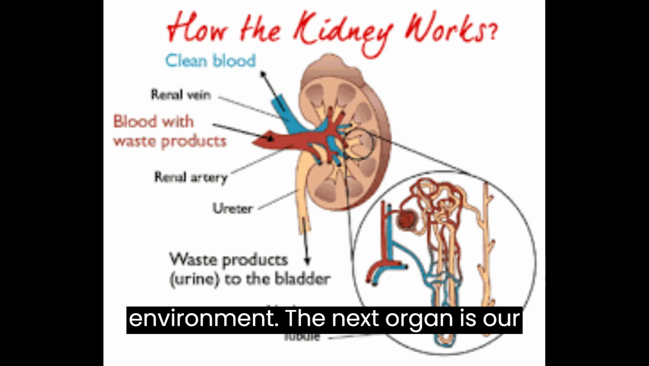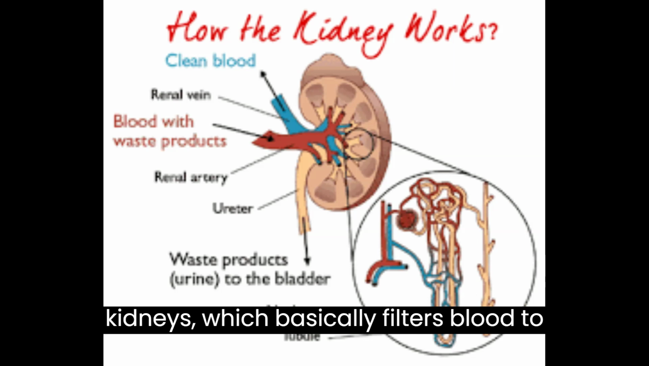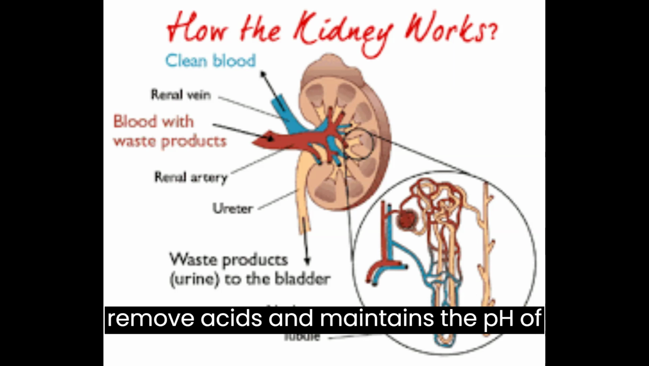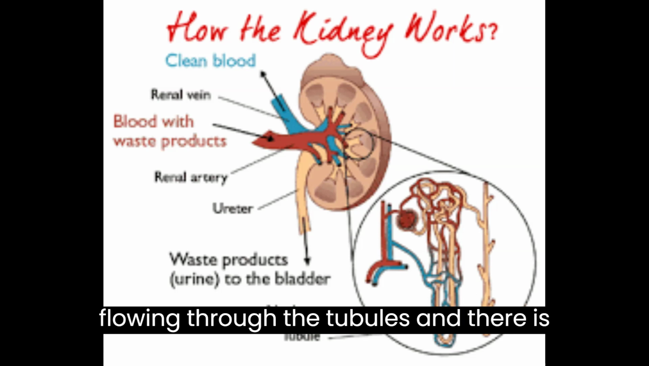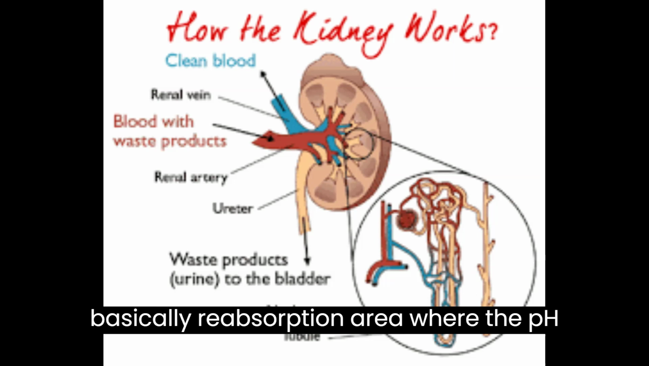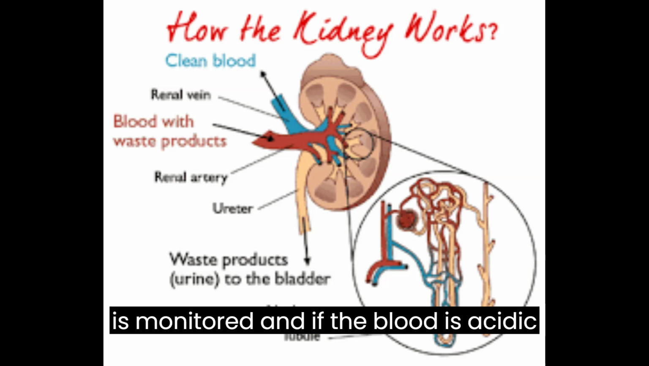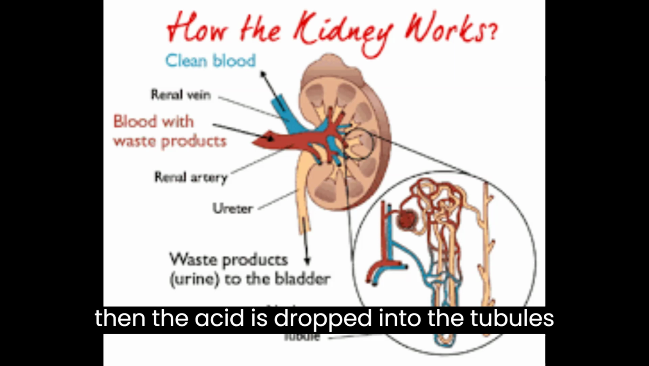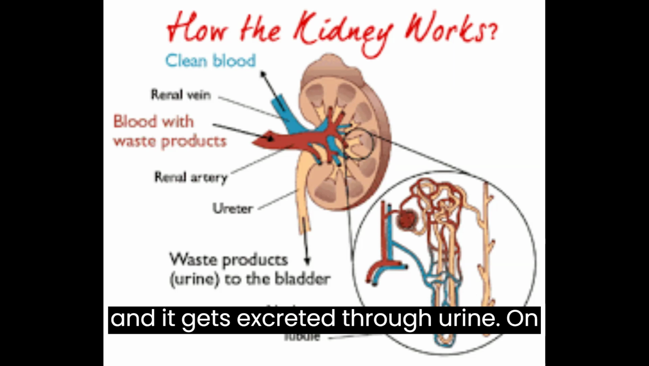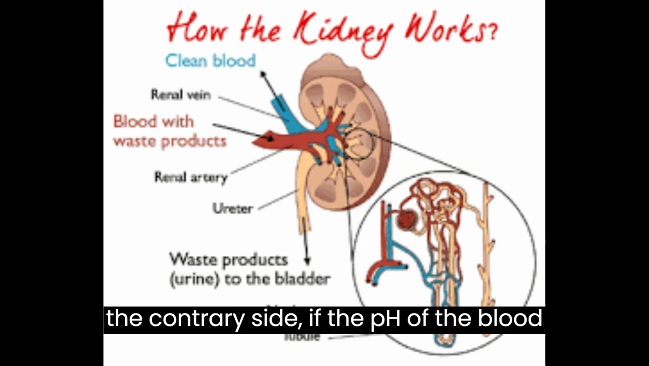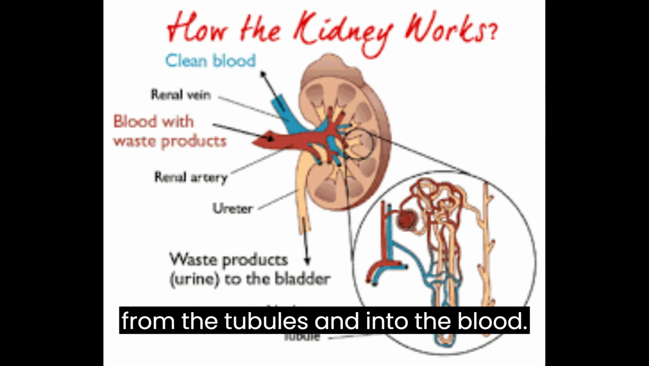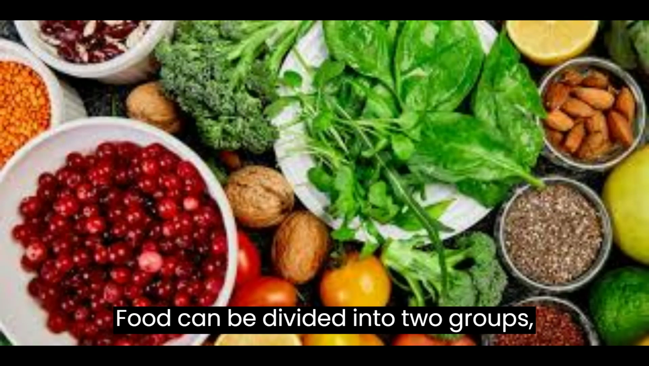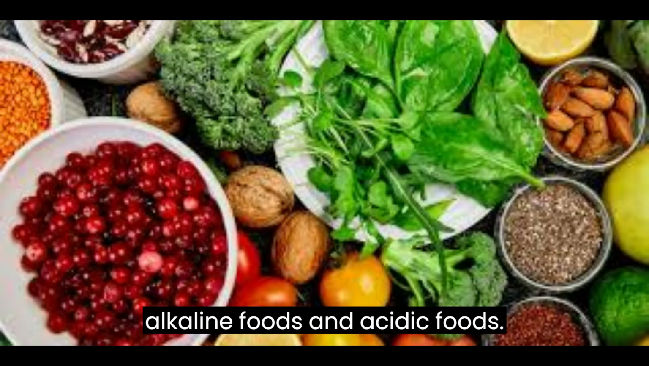The next organ is our kidneys, which basically filter blood to remove acids and maintain the pH of blood. Nephrons filter the blood flowing through the tubules, and there is a reabsorption area where the pH is monitored. If the blood is acidic, then the acid is dropped into the tubules and gets excreted through urine. On the contrary, if the pH of the blood is alkaline, then the acid is reabsorbed from the tubules and into the blood.